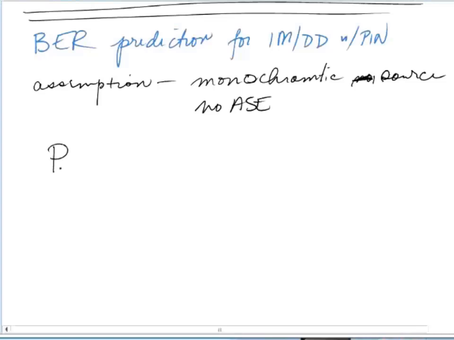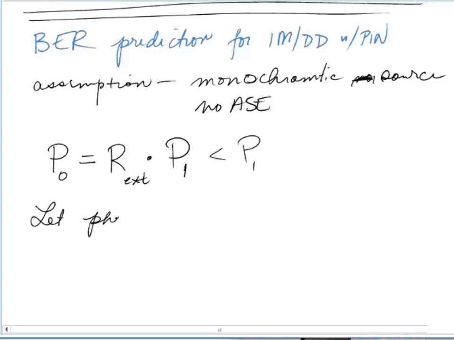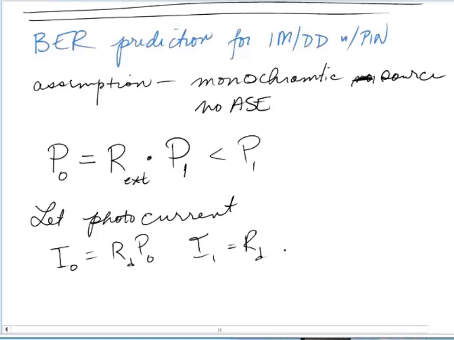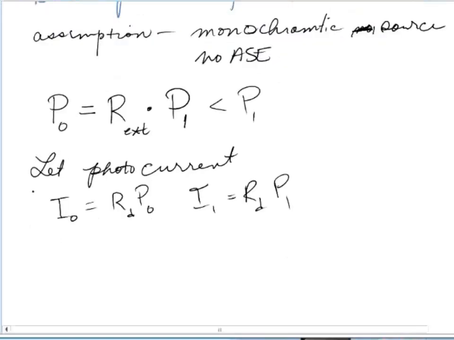So the system here will have the power during a logical zero equal to the extinction ratio times the power for signal 1, and of course it's much smaller than 1. We hope we have a decent extinction ratio. And we're going to let the photocurrents be defined as I0 equal R_D times P0, I1 equal R_D times P1. Okay, so the noise is added to these currents. And again, we said that this is Gaussian.